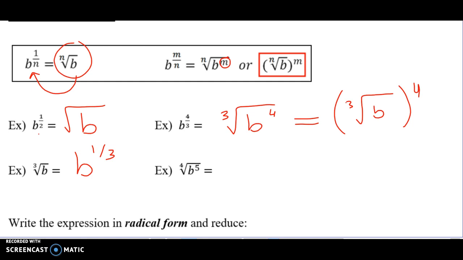Now we're going to go backwards. I have it as a radical. I want to write it as a rational exponent. So where does m go? The 5 is going to be the top of the fraction. So this is going to be b to the 5/4. That's basically what this page is kind of quizzing you over.